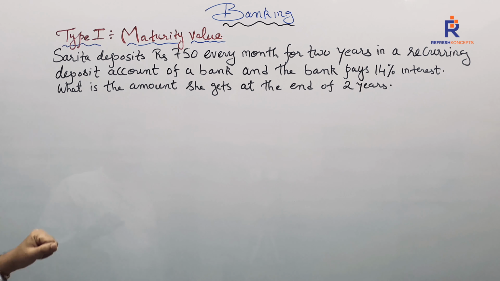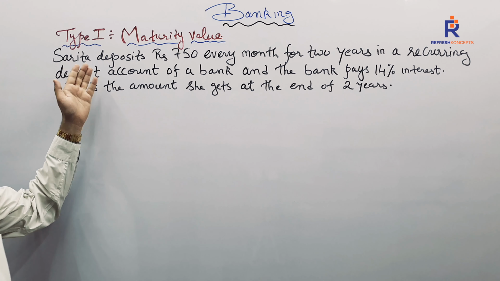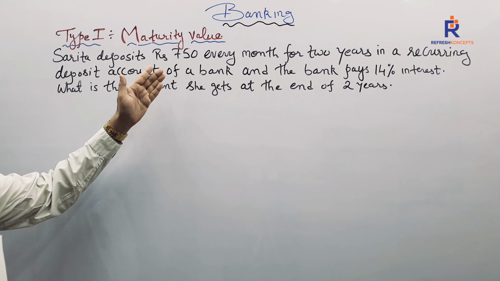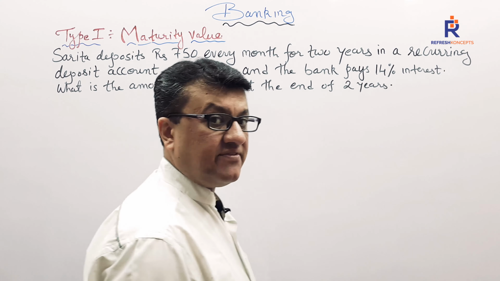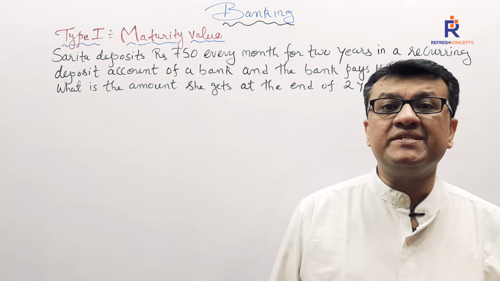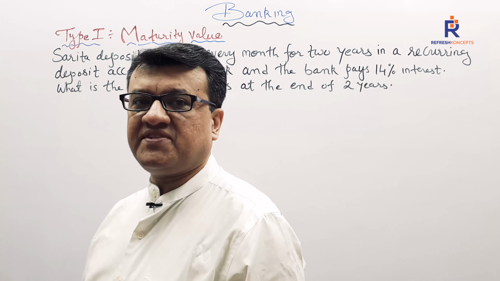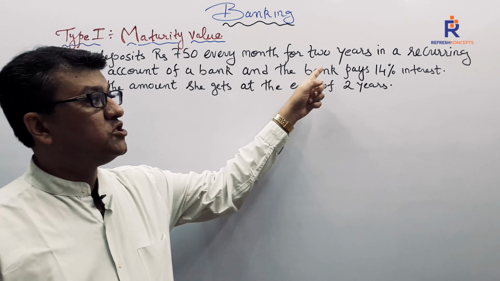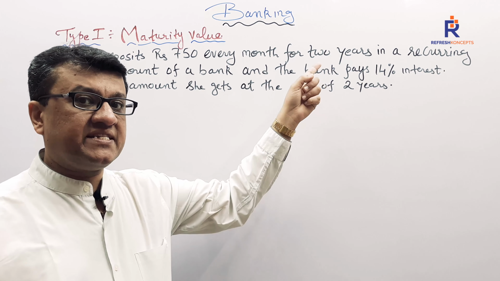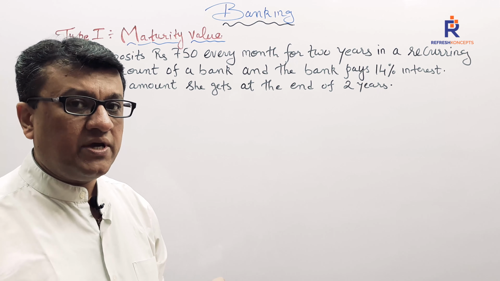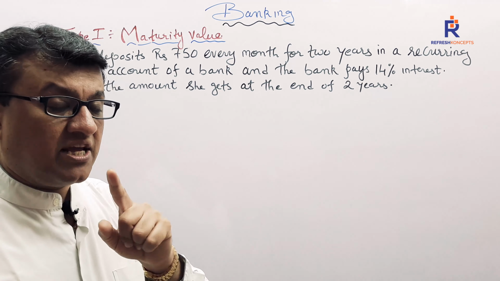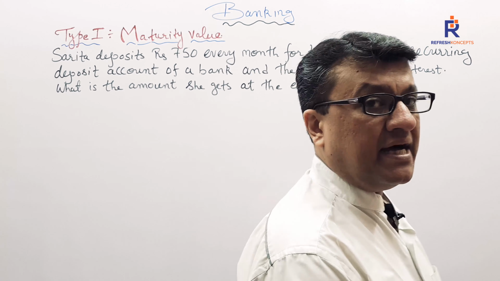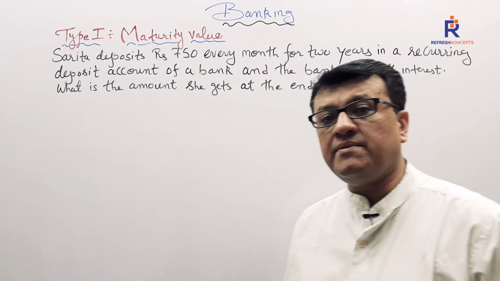Now, what's the problem trying to say? Sarita deposits rupees 750 every month for 2 years. So she is depositing 750, and we can consider our principal for every month as 750. For how many years? 2 years. As we discussed yesterday, the time period should always be in months. It cannot be in years.